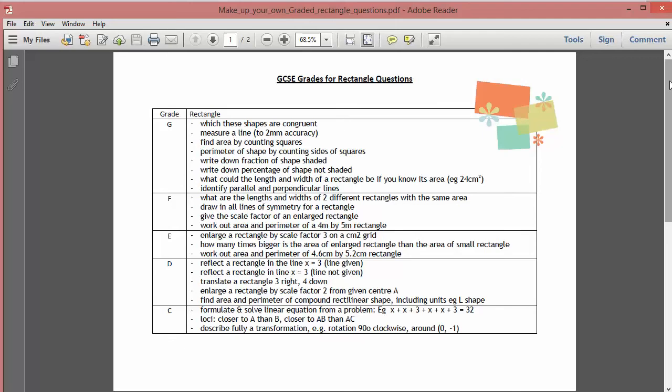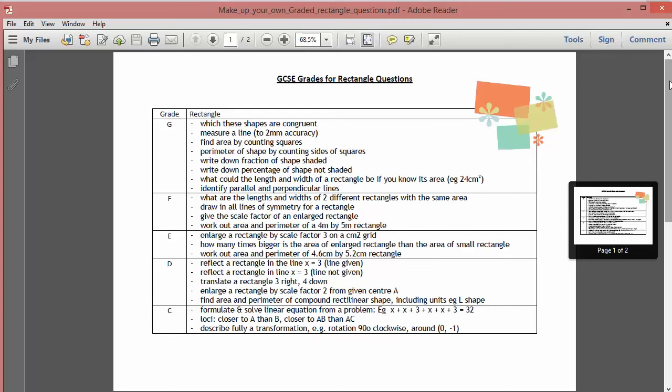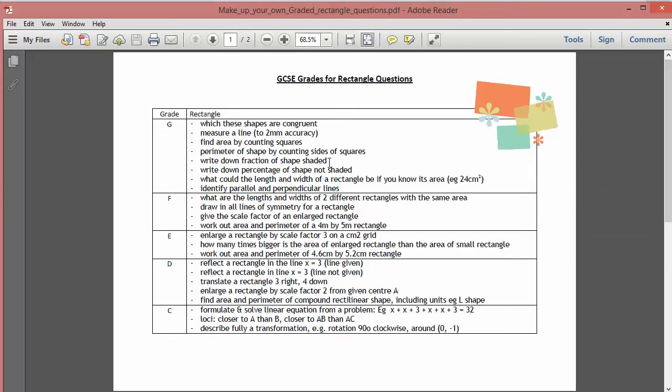Now, it starts off looking a little bit on the dull side because what you've got here are the grade descriptors, G to C, with the different skills that the students need to acquire. Now, the first thing I quite like about this is it's written in student-friendly language, which is very nice. Write down a fraction of a shape shaded, how many times bigger is the area of one rectangle than the area of a small rectangle, and so on. There's none of your technical mumbo-jumbo that students and teachers, in fact, can't really understand.